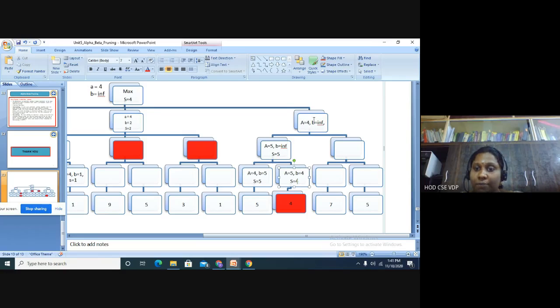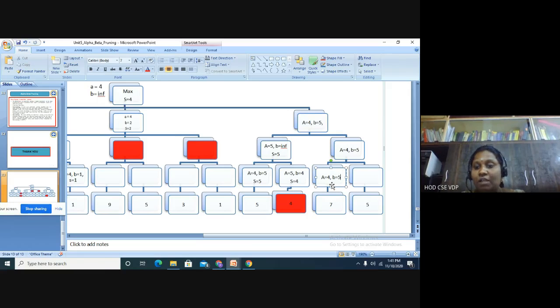So when it goes up here, what happens? This is minimization. So B is equal to 5. Okay. So that S is equal to 5 gets assigned to beta. Now what should I do? I have to take the values of A is equal to 4 and B is equal to 5. Alpha is less than or equal to beta. So A is equal to 4 and B is equal to 5. I am inheriting the values of alpha and beta. So this place max, min.